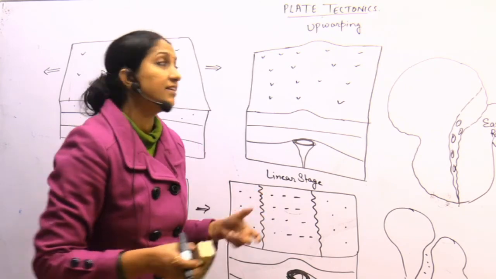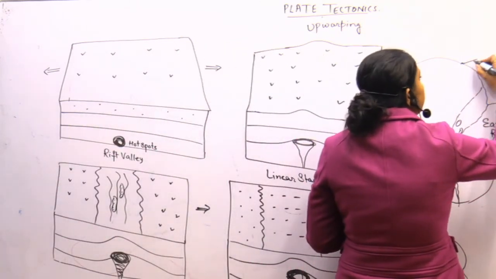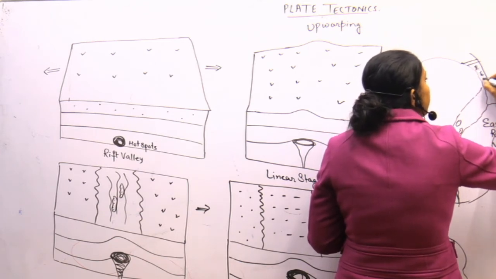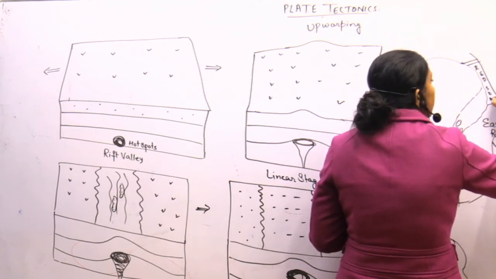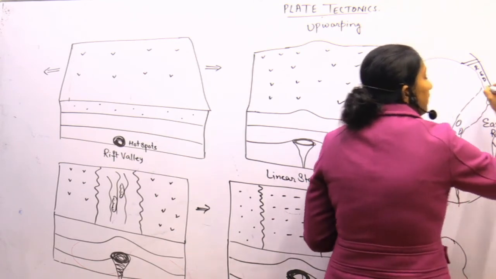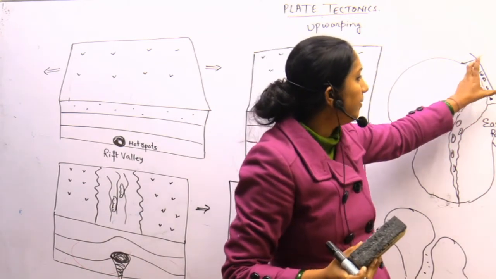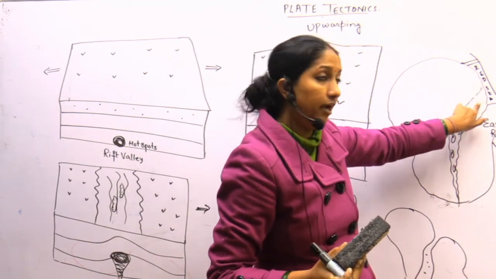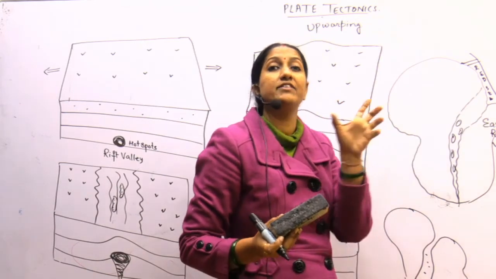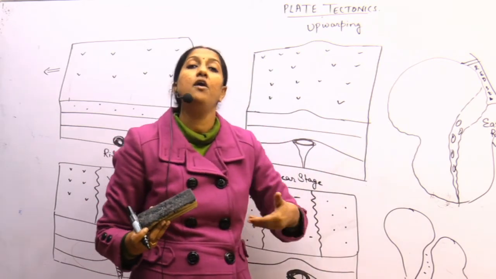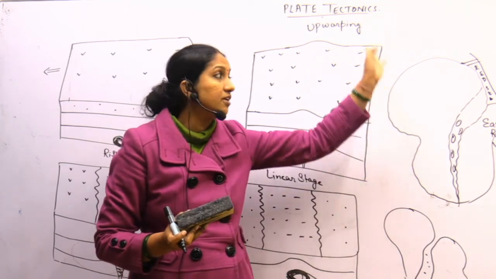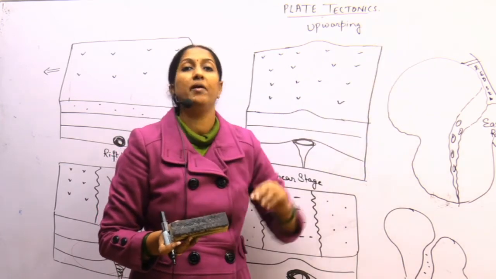So present day linear sea, you can find it here. If you see the map of Africa here, this is the Red Sea. This is the Gulf of Aden here. If we see the map, this Arabian plate can be easily fitted into this part of Africa. So this shows that earlier these two were a single landmass which later disintegrated and a linear sea developed. And if this process continues further, a new ocean basin will be formed.